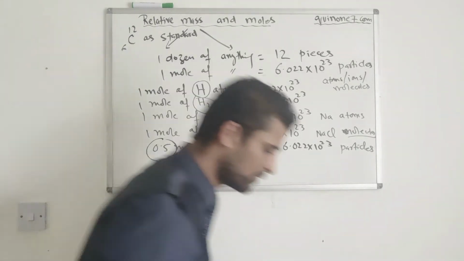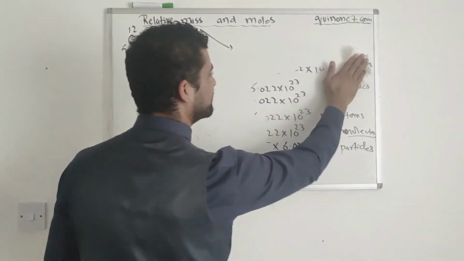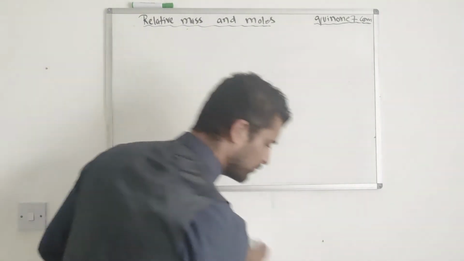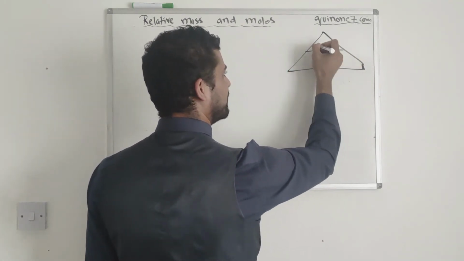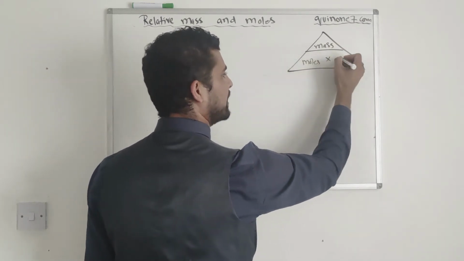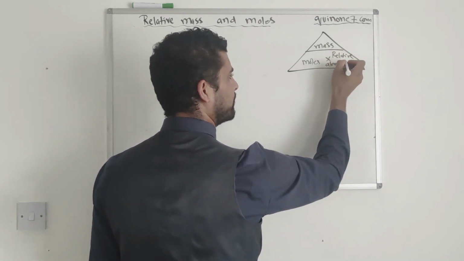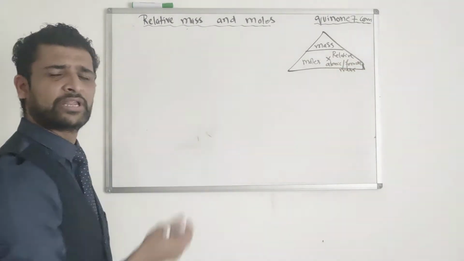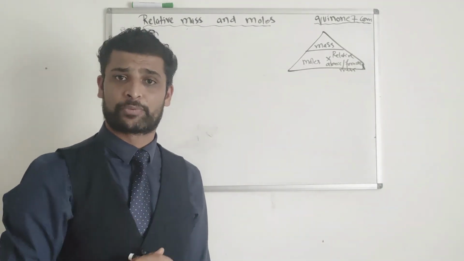Now, how we can calculate in exam? That's gonna be very easy. We're gonna look at the equation. That equation is going to tell you exactly how to calculate it. Now, the triangle is very famous for this, which means that you have the mass, and then you have moles, and here you have relative atomic or formula mass. You do know the relative atomic mass or formula mass can be obtained from the periodic table, so that's not a problem for you.